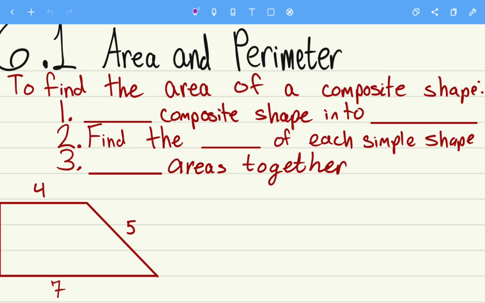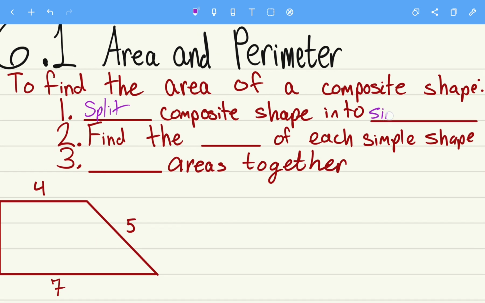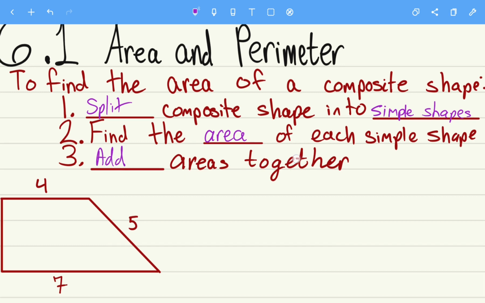So let's go over the steps. The first step to find the area of a composite shape is to split the shape into simple shapes. Our second step is to find the area of each simple shape first. And then we add all those areas together.